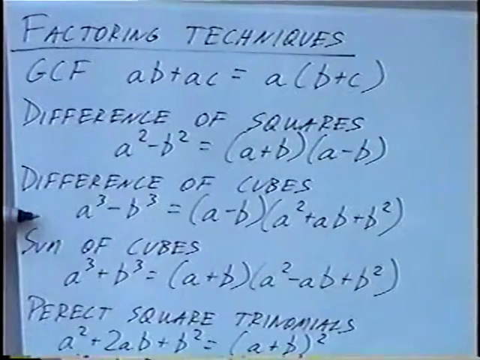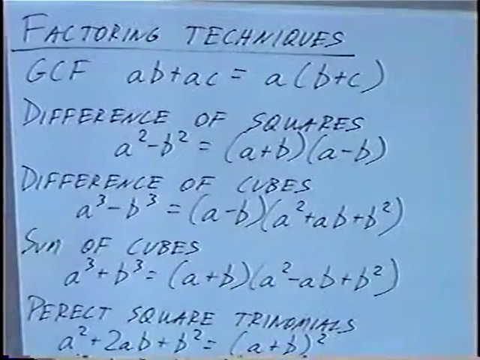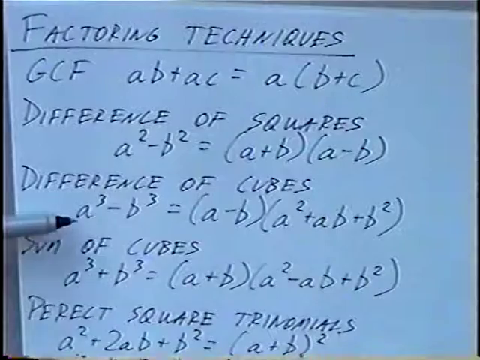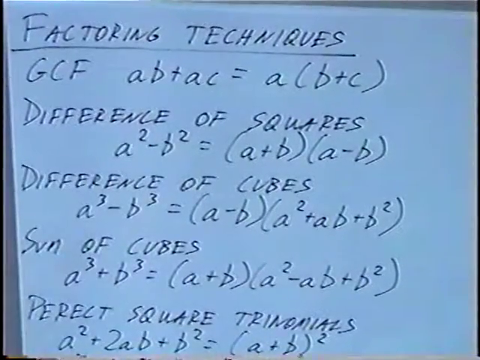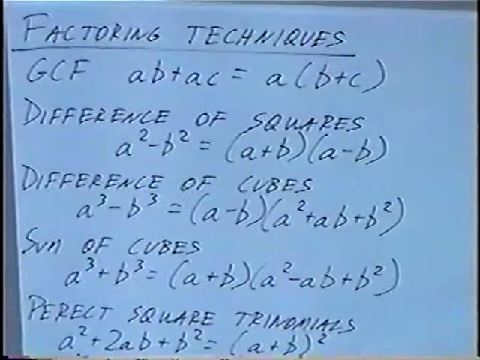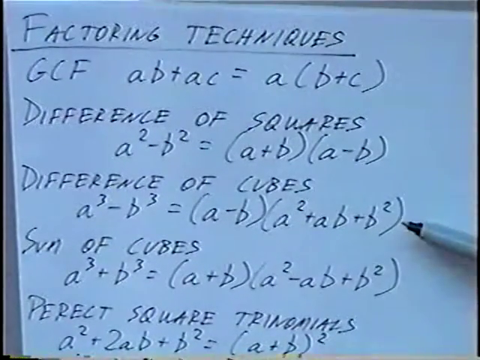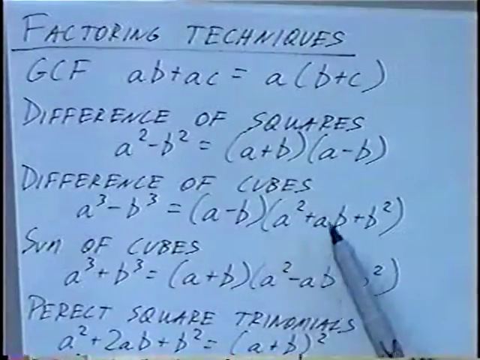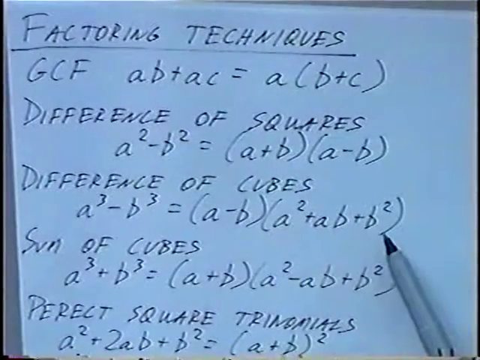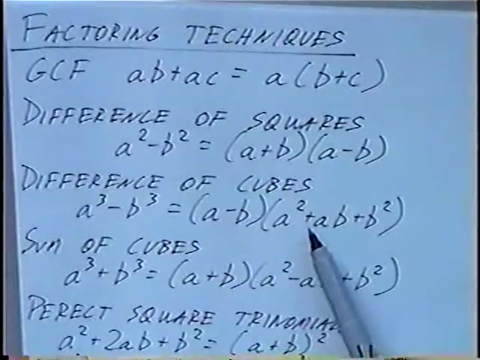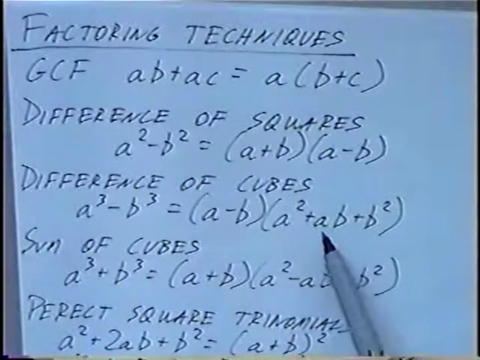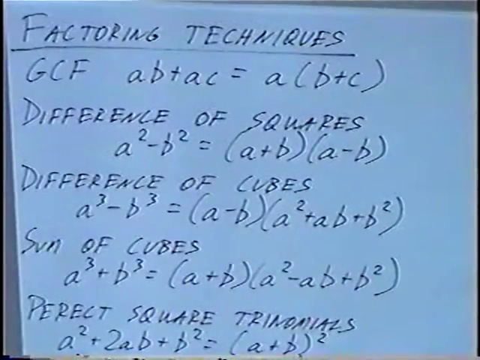New to Algebra 2, difference of cubes. A cubed minus b cubed. If you can take the cube root of each term, the first parentheses would be a minus b, and the second parentheses is a trinomial. We'll have a squared, and then positive a times b, and then plus b squared. Difference of cubes, we'll have a minus b at the beginning, and the middle term will be a times b positive.